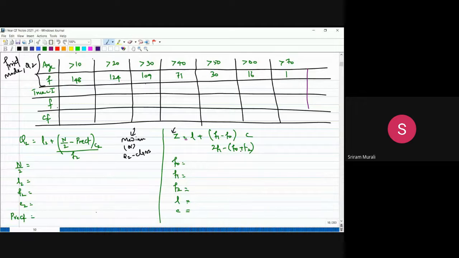So this is another problem. We want to find the mode and the second quartile. Second quartile is nothing but the median. Here you are given the more than class interval, sometimes called above or more than: more than 10, more than 20, more than 30, like that. Likewise, we will do below 10, below 30, like that.